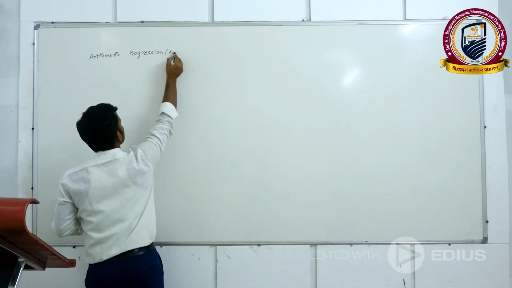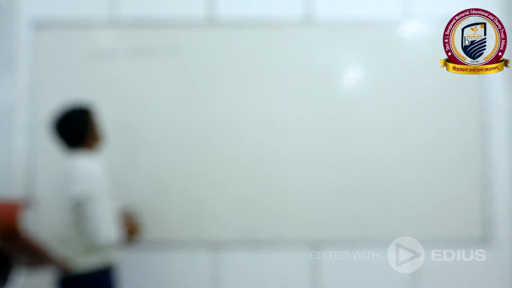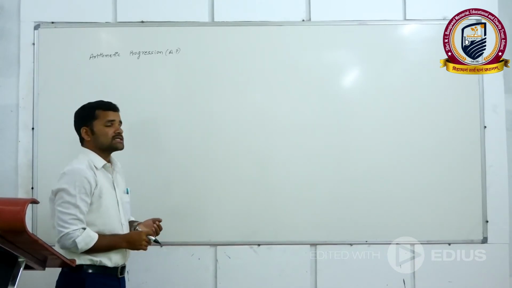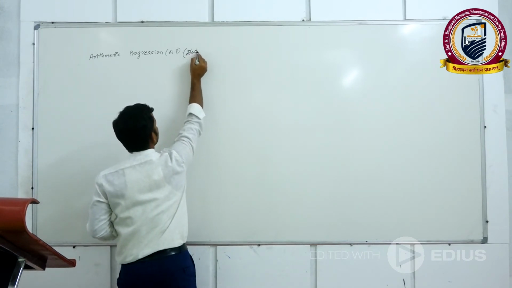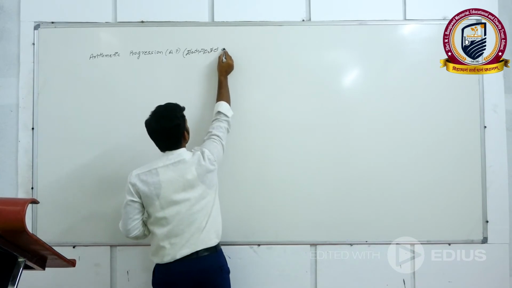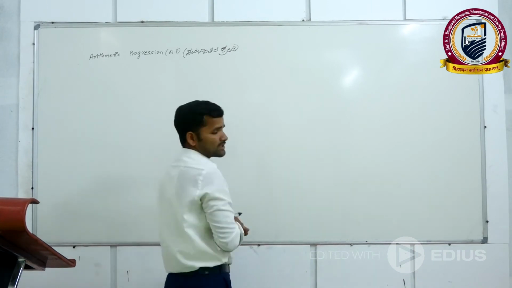Arithmetic progression, in short form we write AP. And in Kannada, arithmetic progression is called samaanaantara shrenigalu. This is about arithmetic progression.